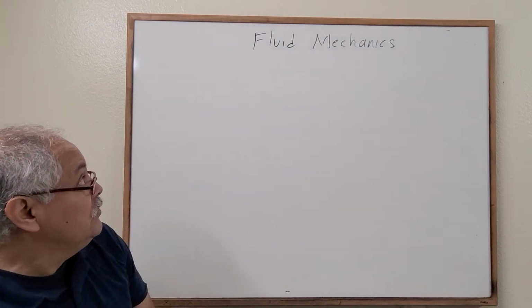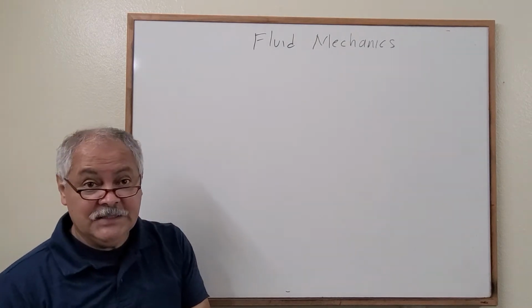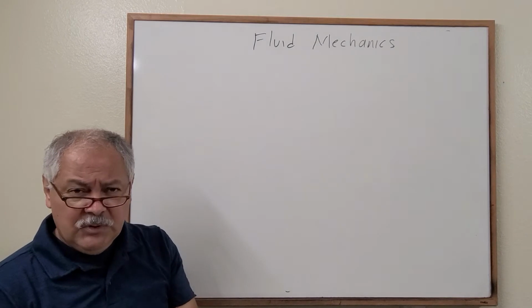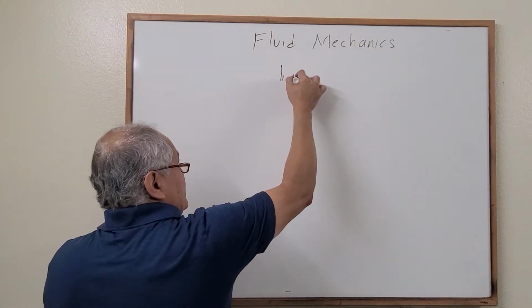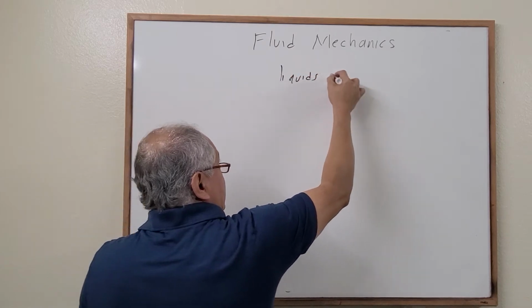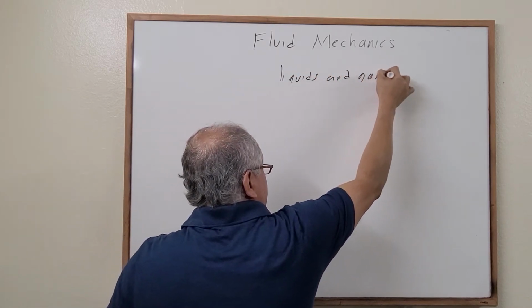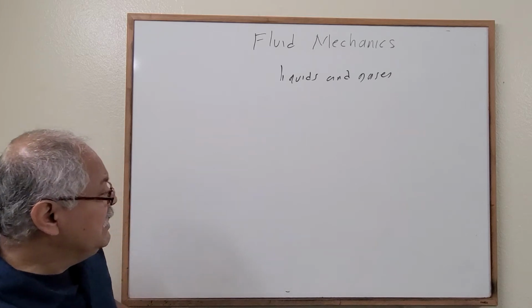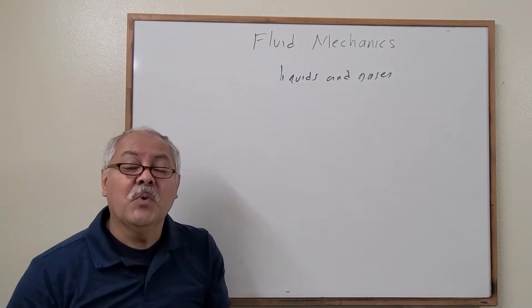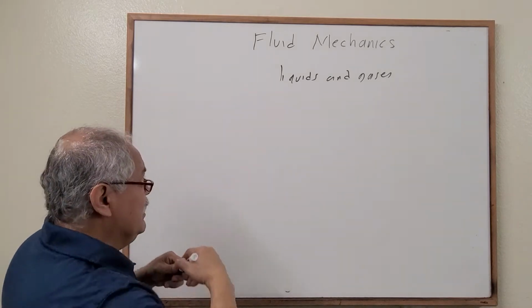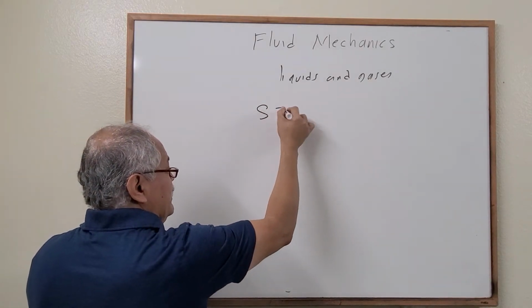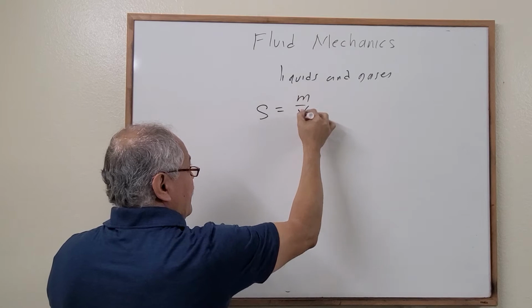Now let's go to fluid mechanics. When we're dealing with fluids, we're dealing with liquids and gases. And to study liquids and gases, we use some quantities that are very important, like density. Density, rho, is defined as mass divided by volume.